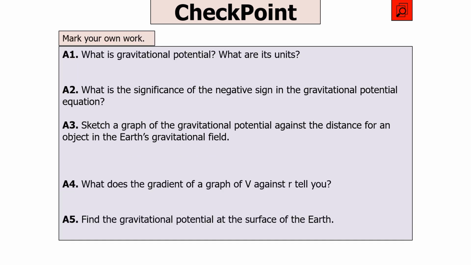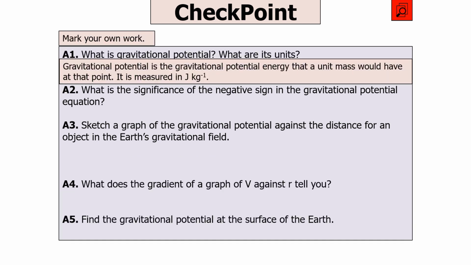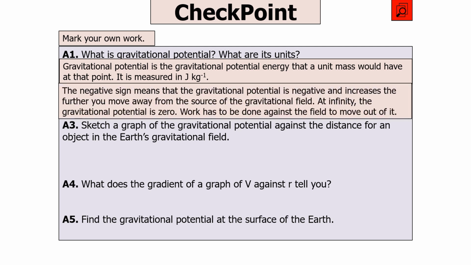Right, so the definition of gravitational potential is the gravitational potential energy that a unit mass would have at that point in the gravitational field, and it's measured in joules per kilogram. The significance of the negative sign is that gravitational fields are inherently attractive, so we say that at infinity, or when you're out of the field, the gravitational potential is 0. Now you've got to put energy in to get out of that attractive field. So if you put energy in to get to 0, it must start off at a negative value because work has to be done to move it out of the field.